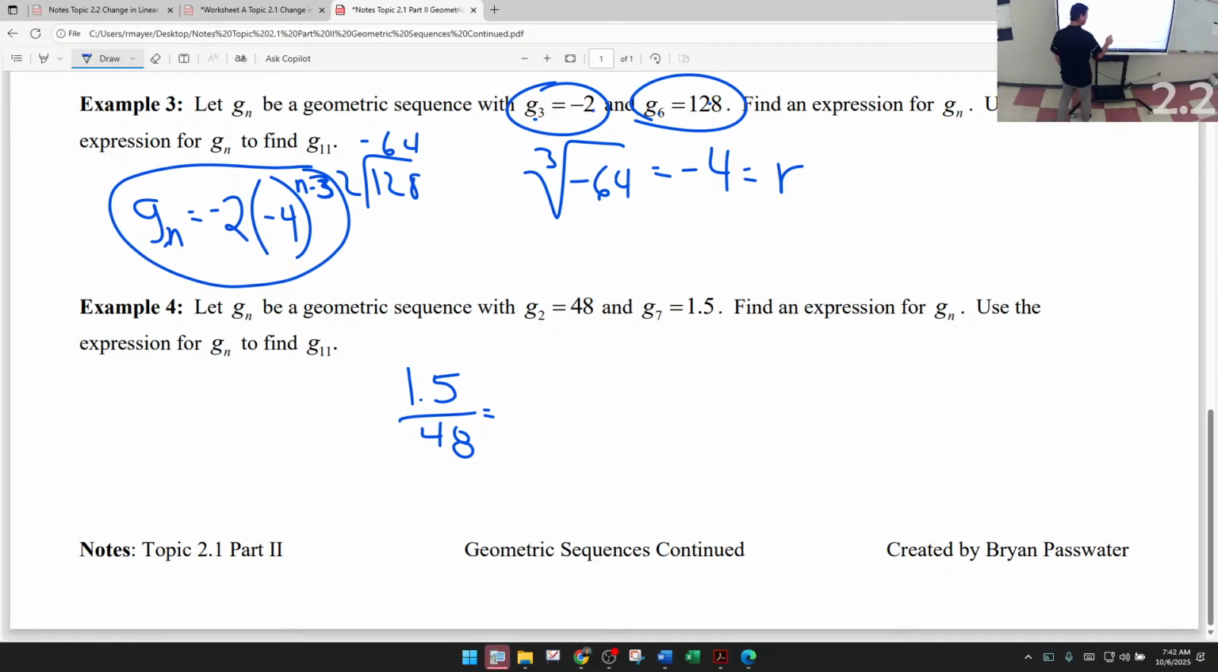Turn it to a fraction. You know how to do that? Math. Enter. Enter. I'll show everybody just to make sure.